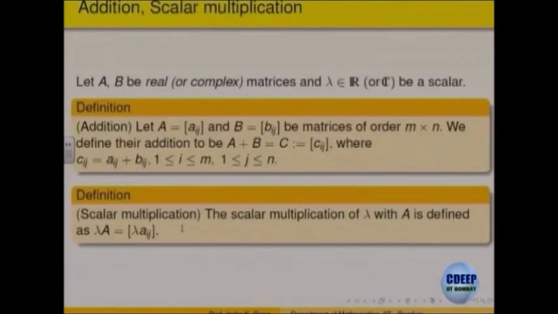You can also define addition. So, what will be addition? That is entrywise addition. So, given two matrices A and B, if A is aij, B is bij, and the order is the same, m cross n, then the addition will be aij plus bij. So, the ijth entry of the sum is the sum of the ijth entries of the corresponding matrices.